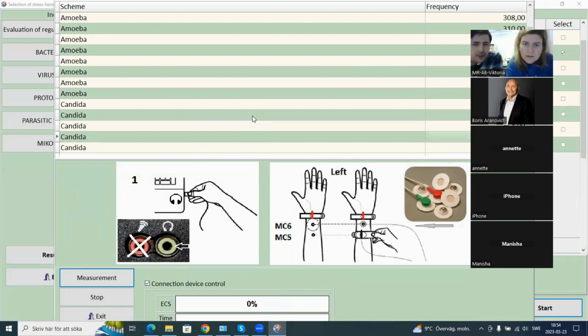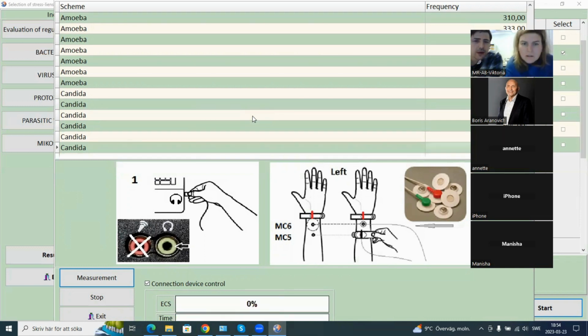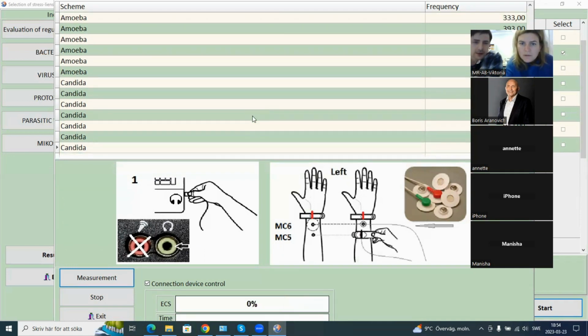How I treat after the first run, before I run the stress scan. You put the name of the doctor and her book.